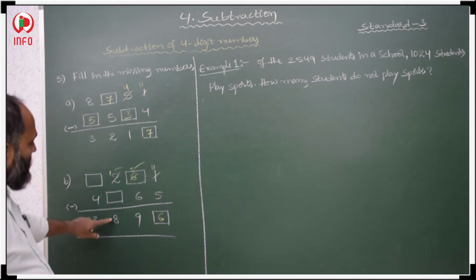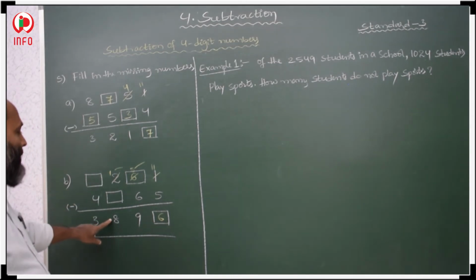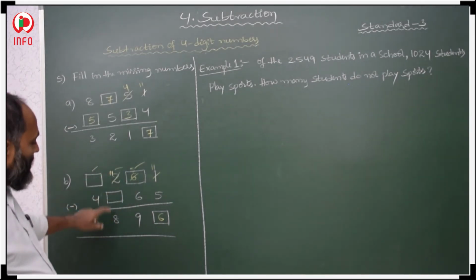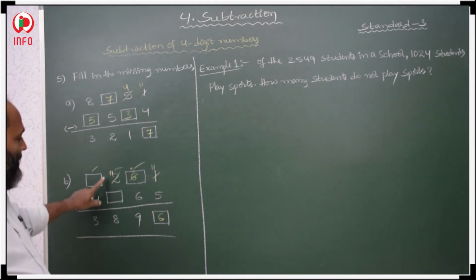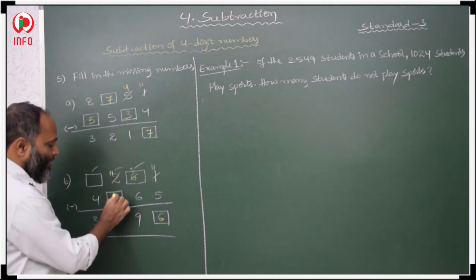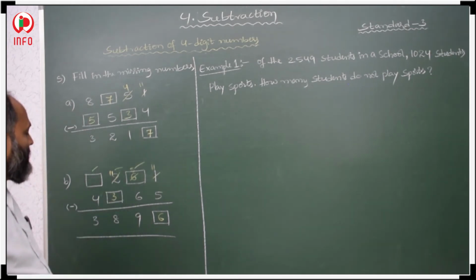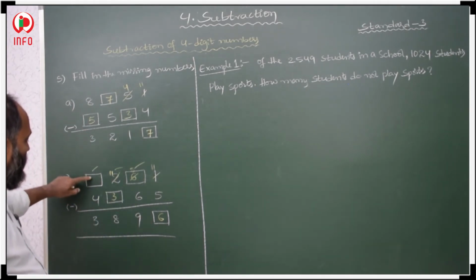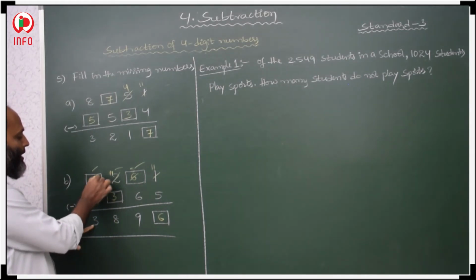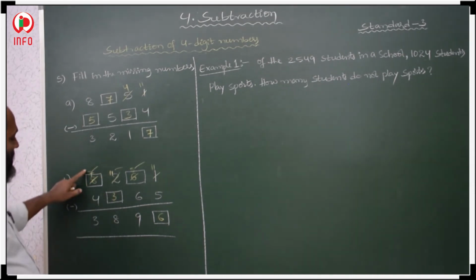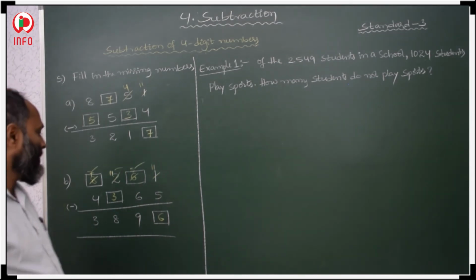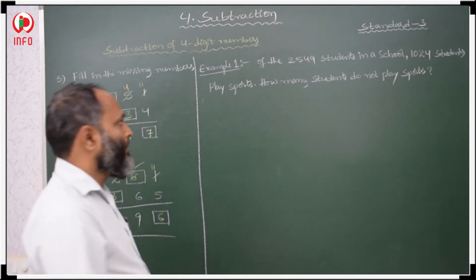Now here 1. 1 minus 8 is not possible. Again we have to borrow from here. It will get 11. 11 minus what is 8? 11 minus 8 is 3. Now what should come here to get 3? Here 8. Borrowing, then 7, it left 7. 7 minus 4 is 3. In this way you have to think and write the missing numbers.